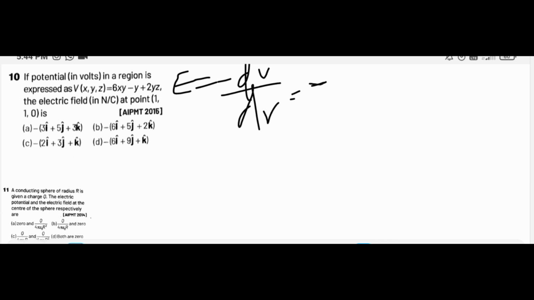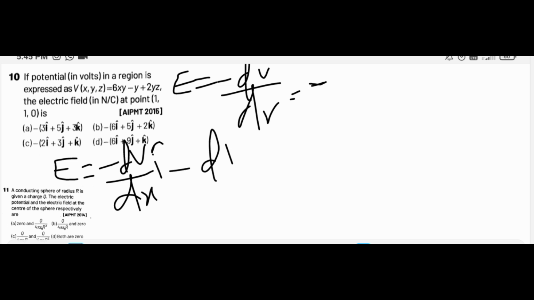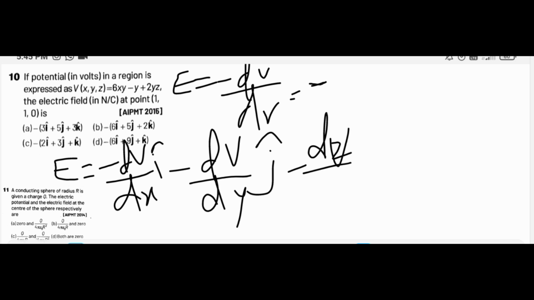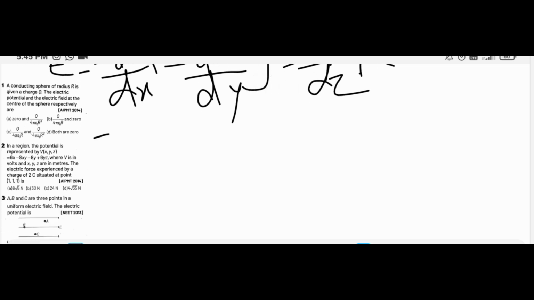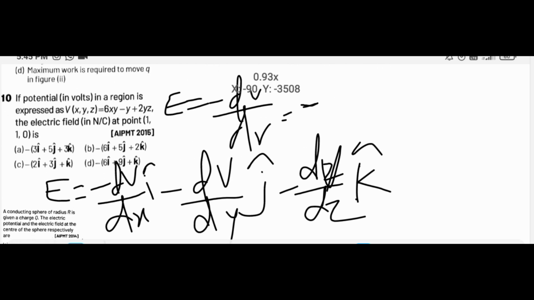Minus times differentiation, that is, you can take this equation like E is equal to minus dV by dx i cap minus dV by dy j cap minus dV by dz k cap. The given values are 6xy minus y plus 2yz.